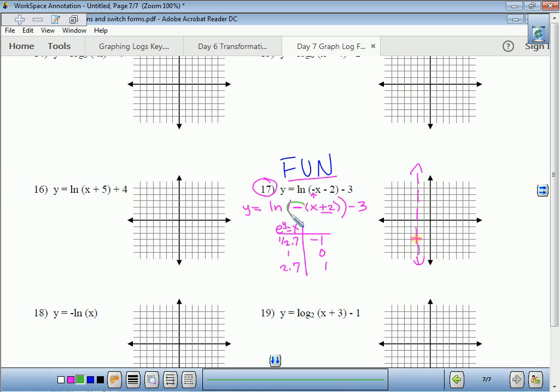But we got this little negative hanging out right here. That reflects. And it's in front of the x. Instead of being out here in front of the function, it's inside with the x, which changes all my x's to the opposite. That's what causes the reflection over the y-axis. So instead of going right, I'm going left. Left a third, down 1. Left 1, up and down 0. Left 2.7, up 1.